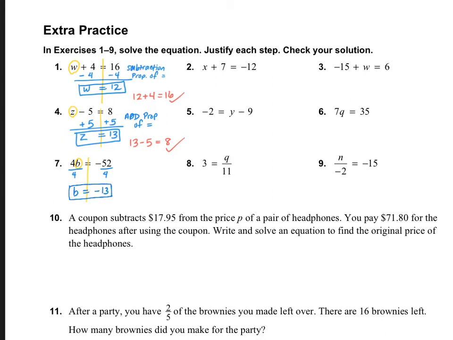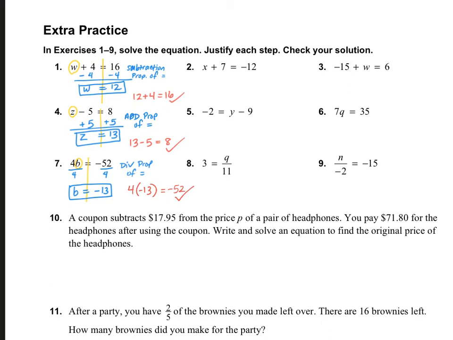And to justify each step, what did we do? We used the division property of equality. Lastly, we're going to take our answer and plug it back into the problem. So our problem is 4 multiplied by negative 13 should equal negative 52, and it does indeed.